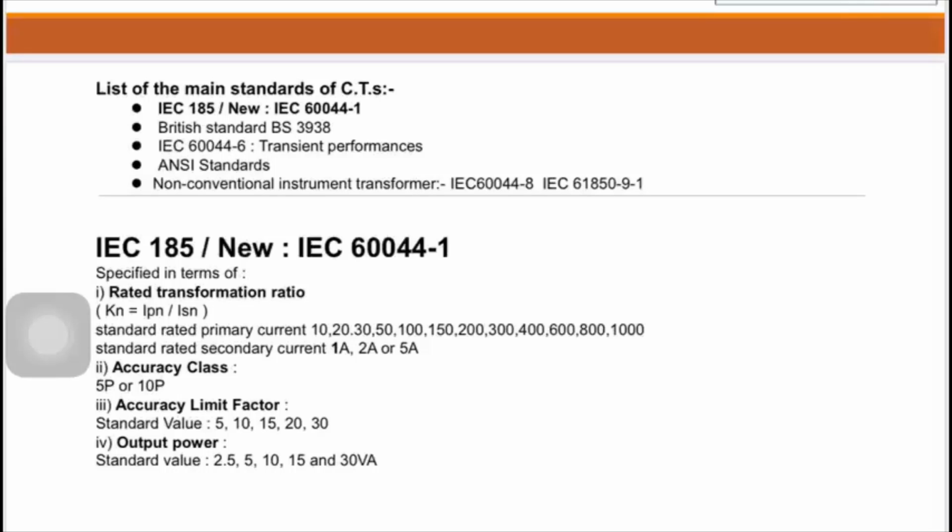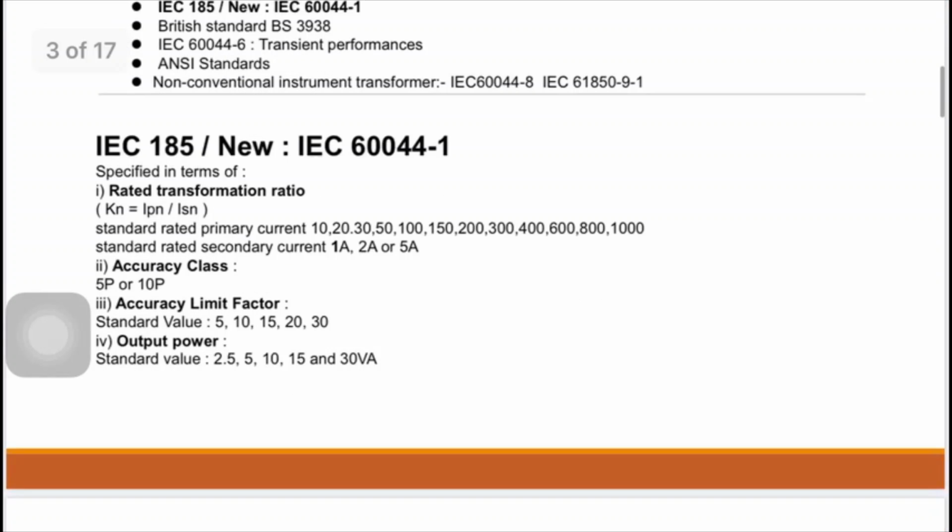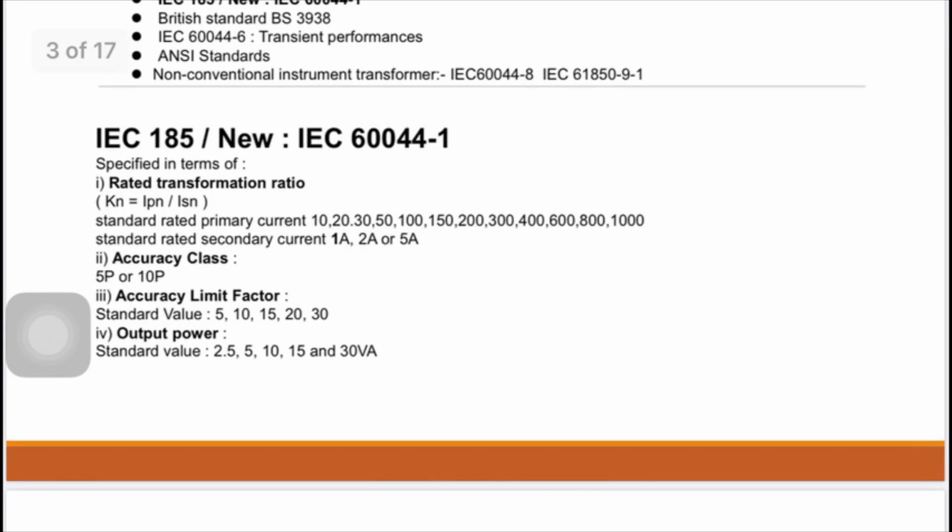This one talks about the rated transformer ratio, for example 400/1, 500/1. Here you can see the primary current 10, 20, 30, 50, 100, 150, 200, 300 up to 1000, and secondary 1 ampere, 2 ampere or 5 ampere. That is, for example, 1000/5 ampere, 1000/1 ampere. These are the standard ratios available.